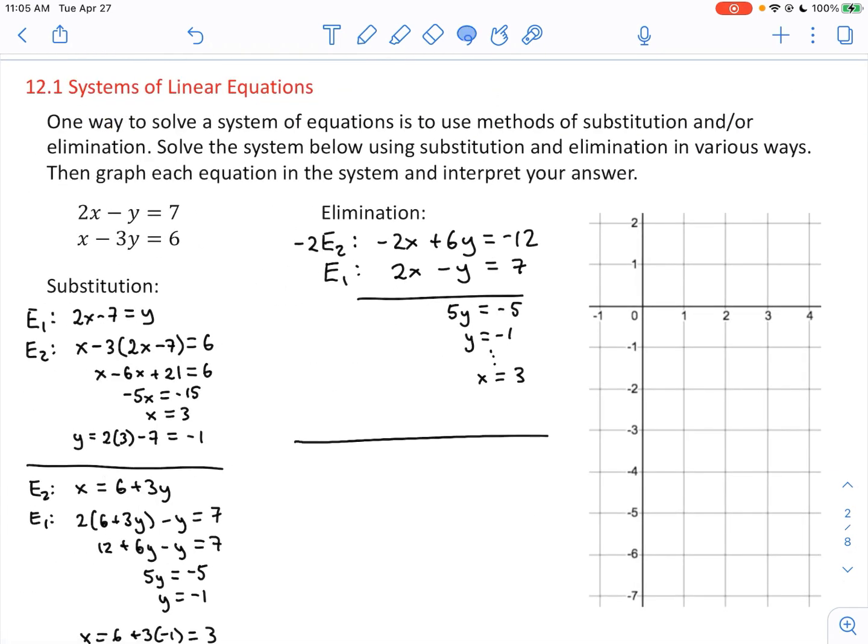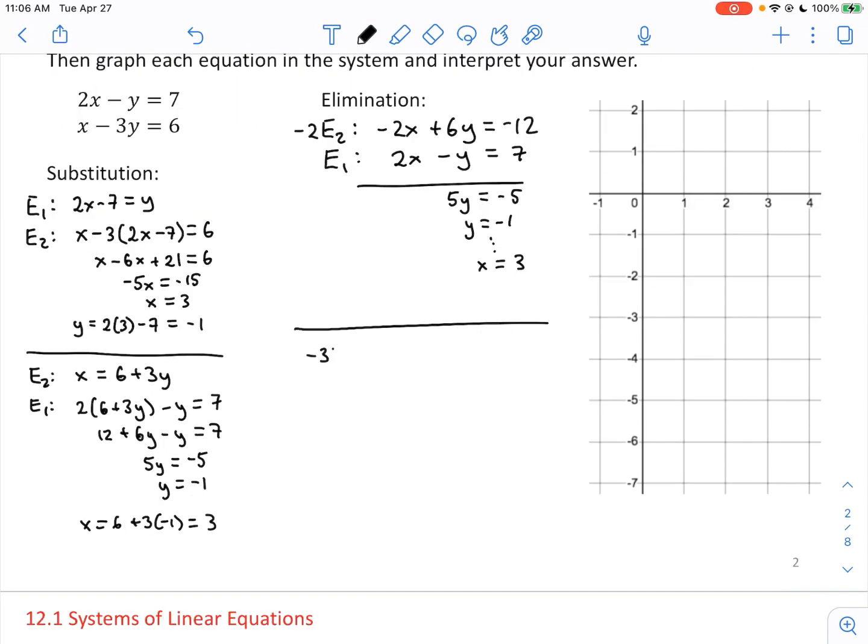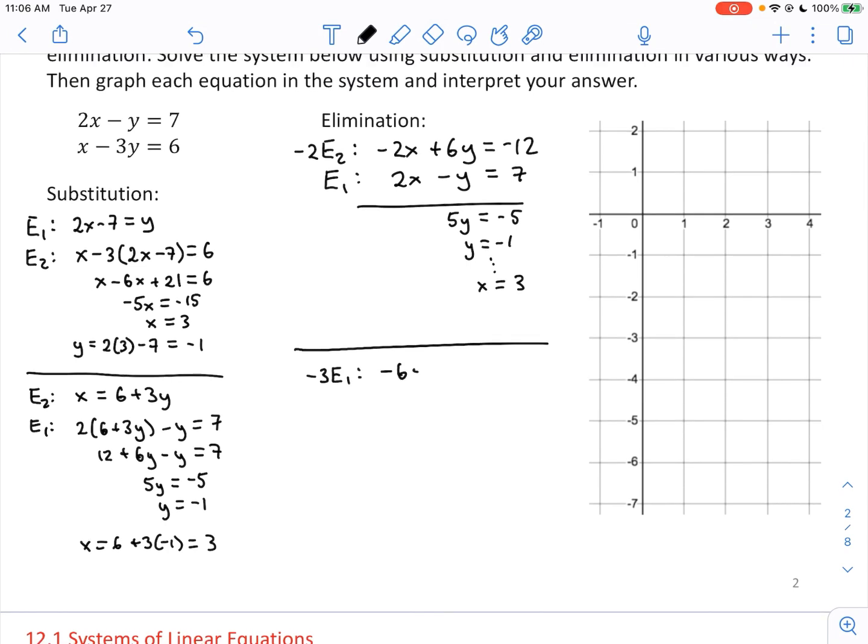We could have also targeted the y's for elimination. So if this was a plus 3 in front of this y, and this is a minus 3y, then when added together, they would cancel. So I want this to be a plus 3, which means I need to multiply all of equation 1 by negative 3. Negative 3 times equation 1, we get negative 6x plus 3y is equal to negative 21.